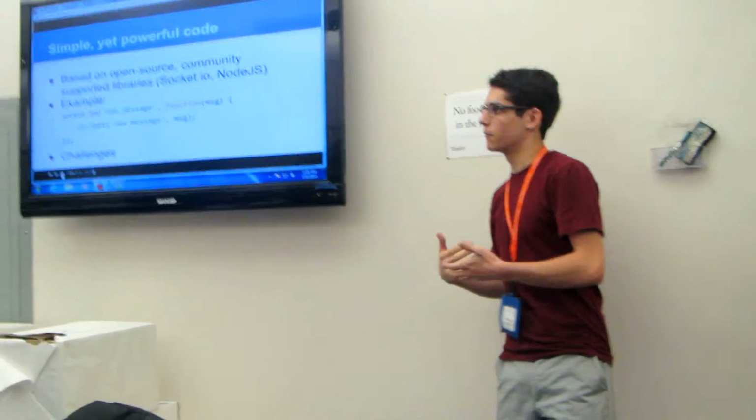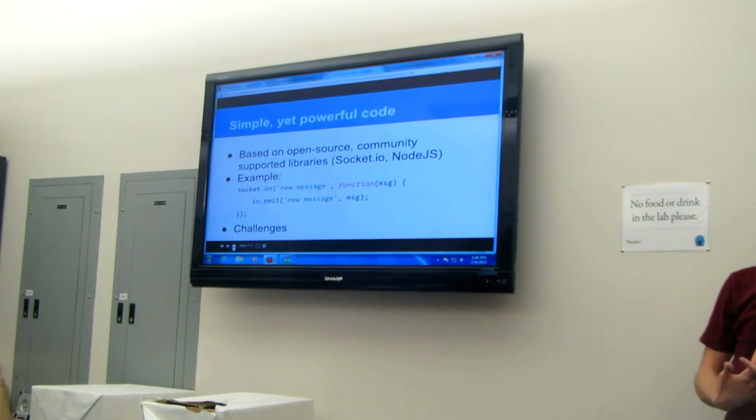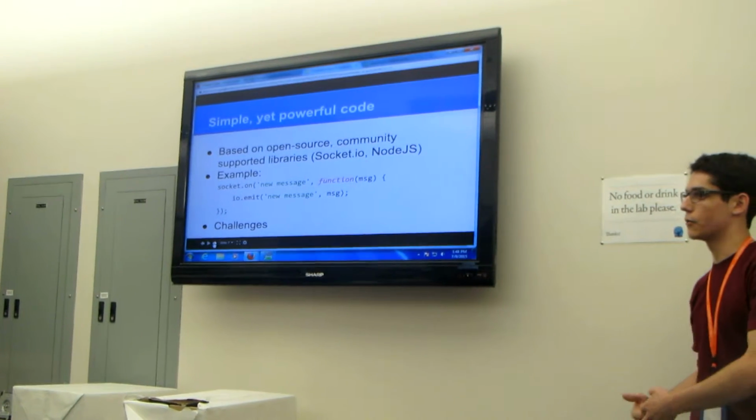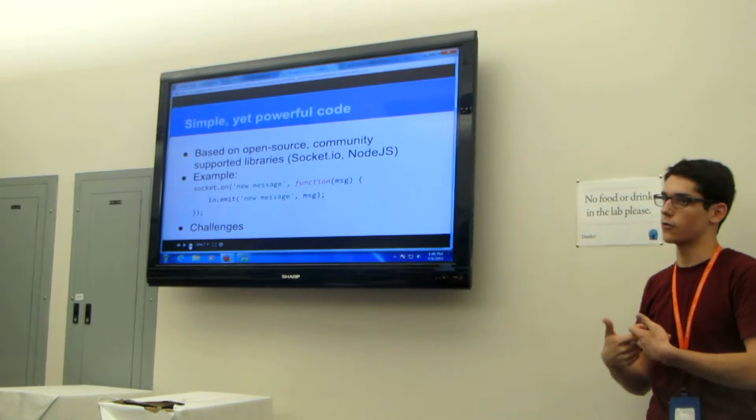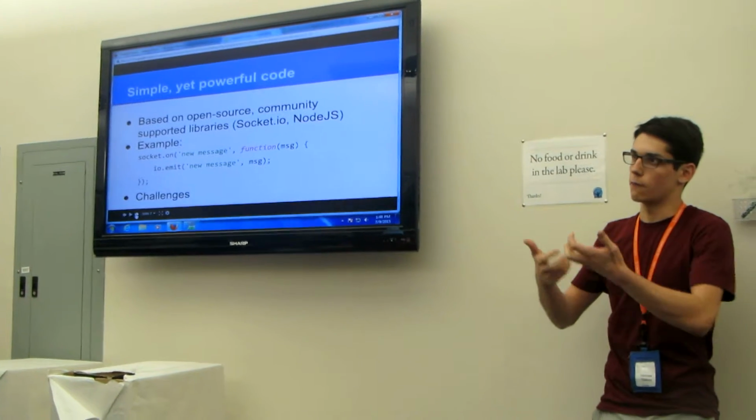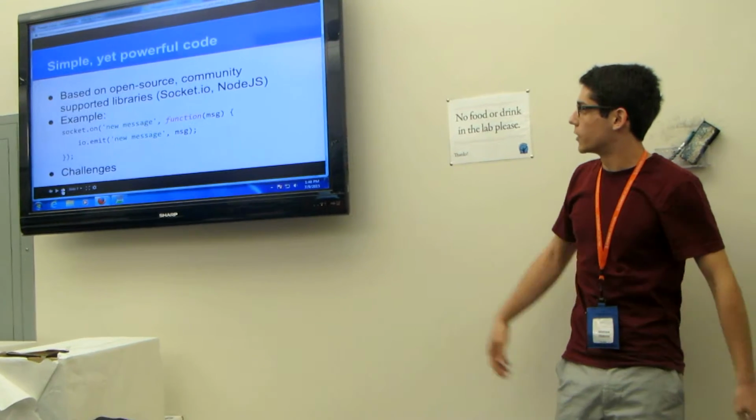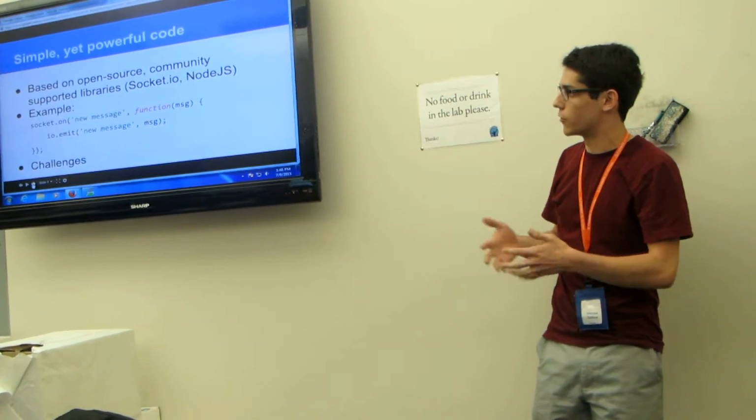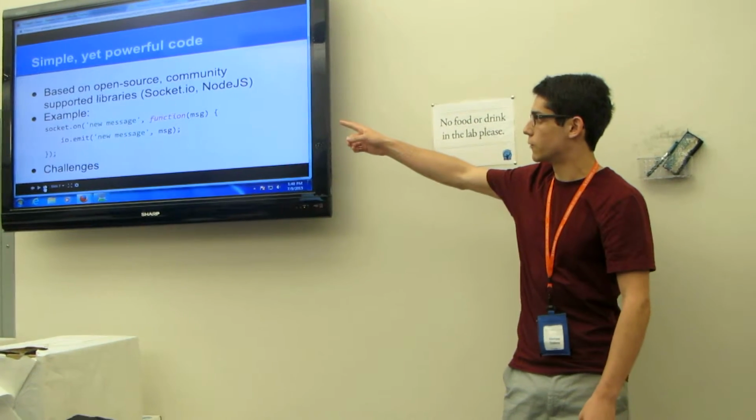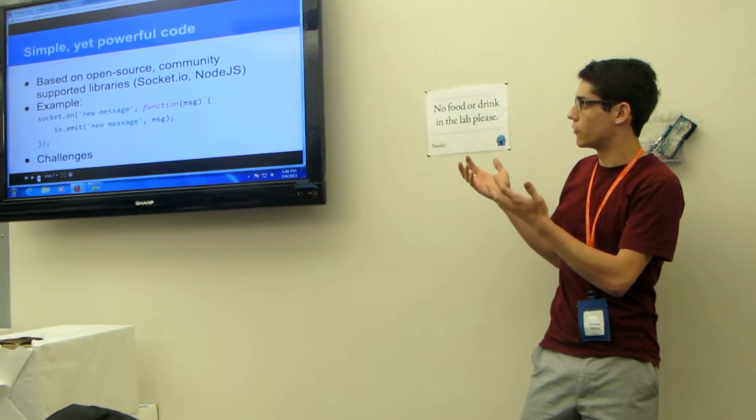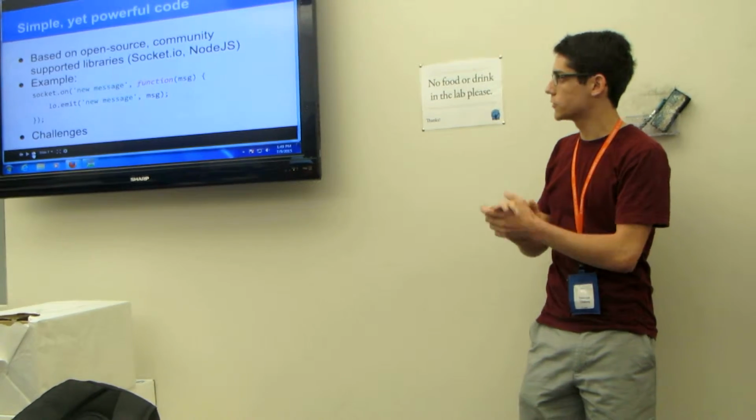ThoughtCloud is built on very simple yet very powerful code. It is based on open source and community supported libraries such as Socket.io and Node.js. This is significant because if developers using these libraries discover an issue, they can post a patch for everyone else to reap the benefits of not having that issue in their app. We attached an example of one of the most important parts of the code, which essentially is just an event listener on the server waiting for an event called new message to come in, and once that message comes in, it will send out that message to everyone else.